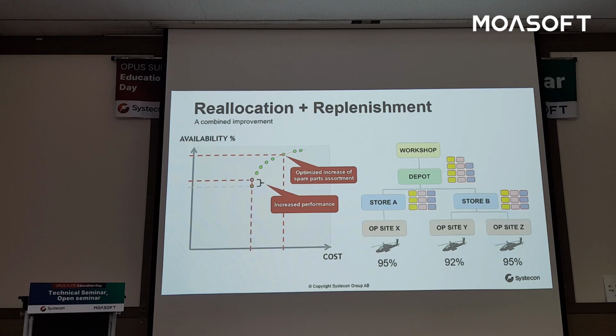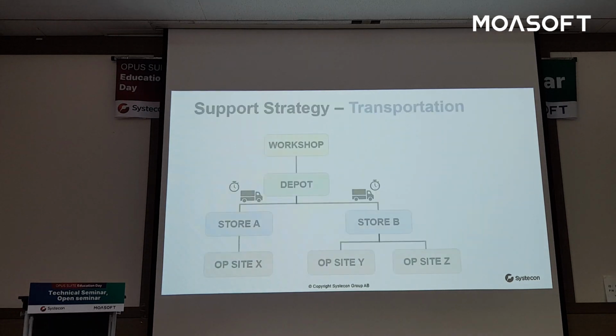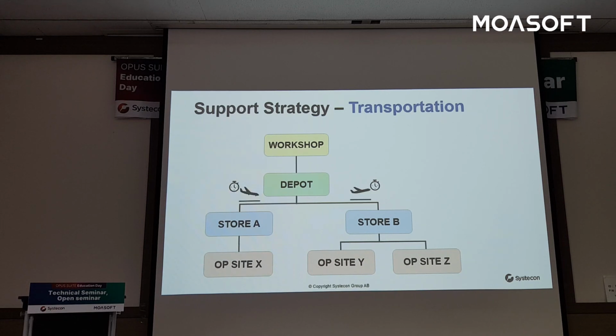Okay, another thing we could do to try to improve is to look at the transportation. Maybe today we are using trucks, which are pretty slow and take a long time, which ultimately will decrease the availability because the systems are waiting for spare parts to be delivered. If we can go for some other type of faster transportation, we will probably also be able to increase the availability. But again, this will probably come with a cost, and if so, we need to analyze if it is an efficient solution or not.